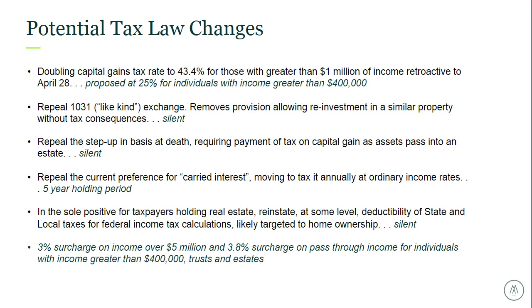There is one offset here. There's a group of congressmen who are trying to get the $10,000 limitation on federal tax deductions for state and local income taxes and property taxes either eliminated or modified, and that would be a positive for those states. Finally, the House has proposed a large surtax, a 3% surcharge on pass-through income for individuals, a 3.8% surcharge on pass-through for individuals, so LLCs, subchapter S's, trusts, and estates, and we'll see if that happens, and a surcharge on those who make income over $5 million.